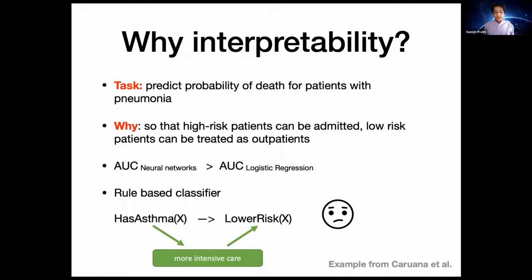In fact, this is something that was completely missed, and had this model actually been deployed, it would have been disastrous. So we need to be more certain about the models we deploy, to be sure that there aren't such phenomena happening in the real world.